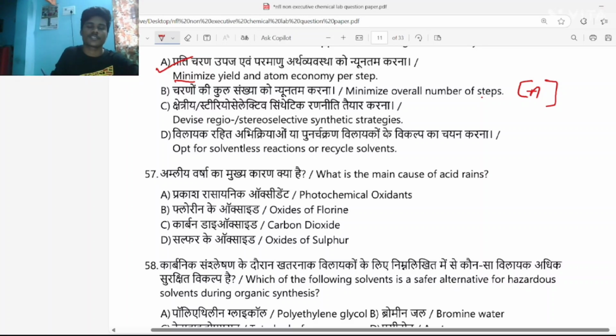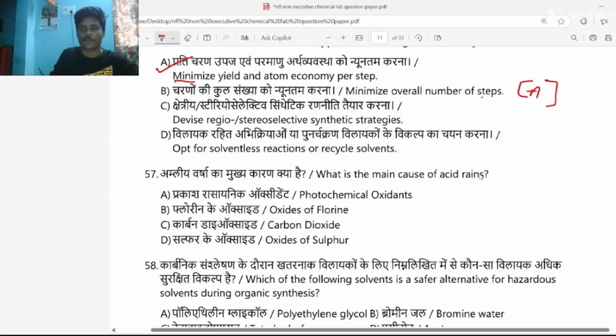Next, question number 57. What is the main cause of acid rains? As we know, this is also a very common question in any kind of exams, like pollution board exams or chemical lab exams. These kinds of questions are common. Global warming and acid rains, these kinds of questions, right? So go through this topic once again before going into the exam.